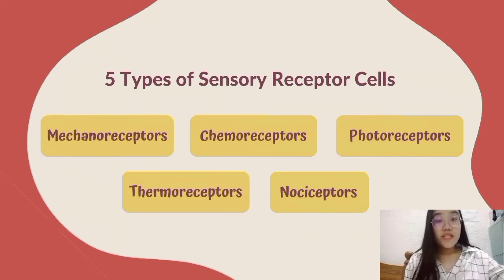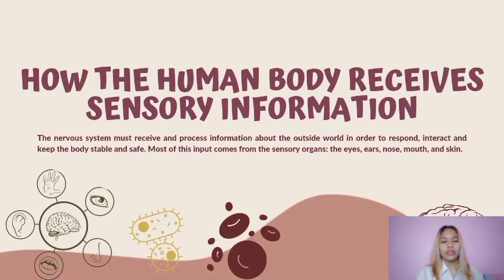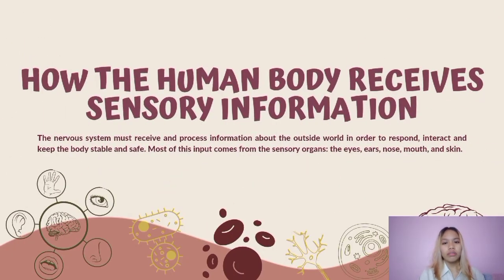Humans and many other vertebrates have at least 5 special senses: olfaction or smell, gustation or taste, equilibrium or balance and body position, vision, and hearing. Additionally, we possess general senses, also called somatosensation, which respond to stimuli like temperature, pain, pressure, and vibration. The next discussion is how the human body receives sensory information.